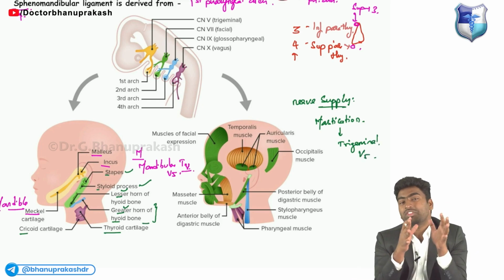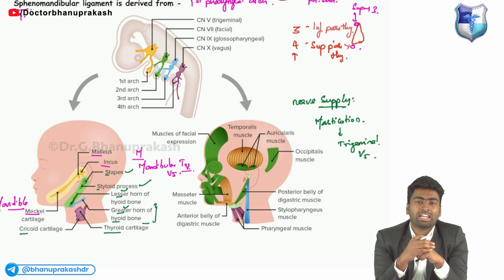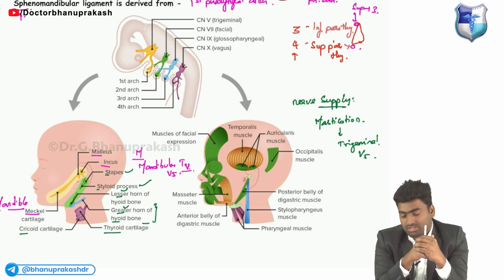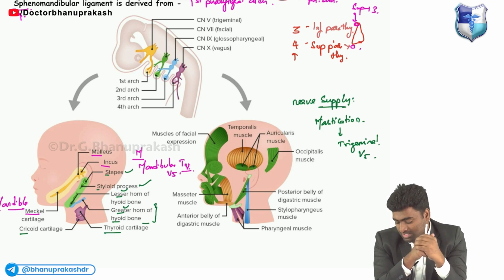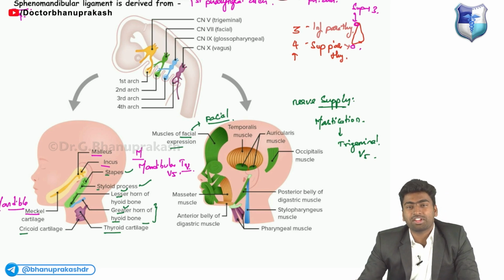So all of the muscles of mastication are supplied by the trigeminal nerve, and they are derived from the first pharyngeal arch. And the second arch is supplied by the facial nerve. So the muscles of facial expression are supplied by the facial nerve.